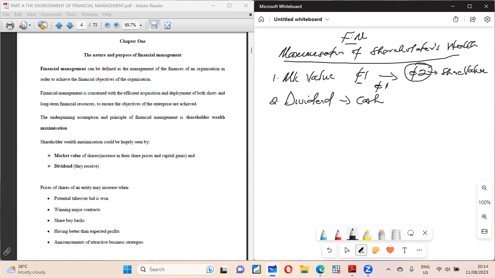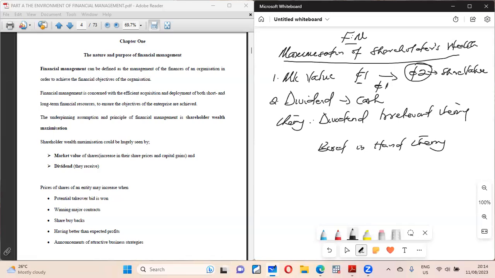Now, with this said, I want to introduce to you 2 theories. Now, one theory is saying that we have what we call the dividend irrelevant theory. Then we have the bird in hand theory. Listen carefully. The dividend irrelevant theory says something interesting. It says that there is no need for you to pay dividend. It's irrelevant. There is no need.